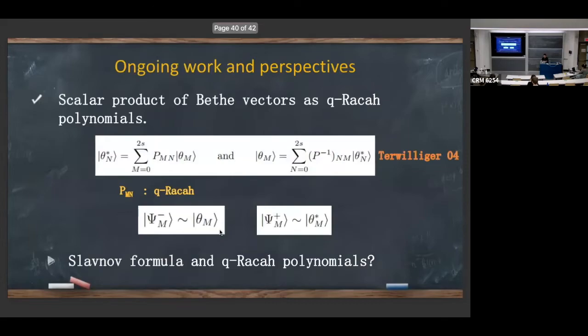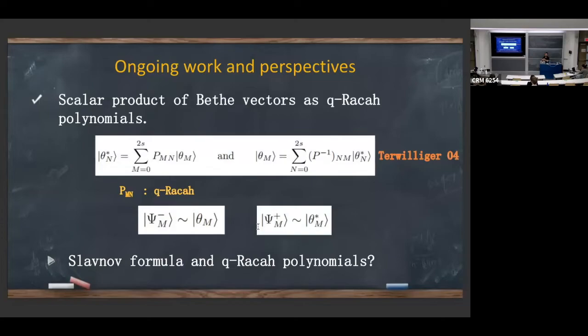So, okay, let me just mention now some ongoing work and some perspectives. What we are trying to do now, so first point, is that there is a transformation between these two bases, the bases theta star and theta m. Okay, and the connection between the two bases is given by the qRacah polynomial. And as I mentioned, in the special case, these can be identified as the Bethe vectors. Okay, so these bases are essentially the Bethe vectors.